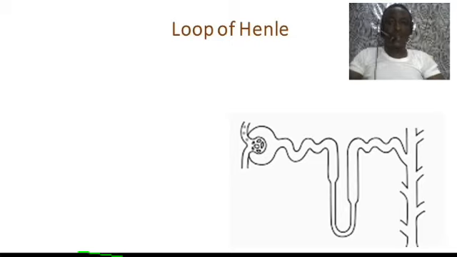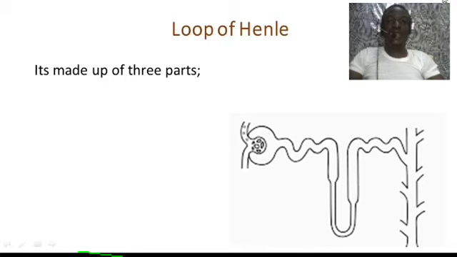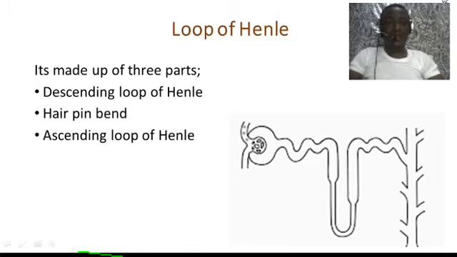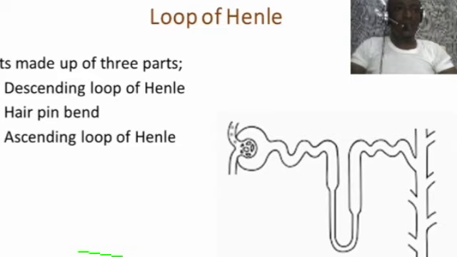The loop of Henle is made up of three distinct parts. The first part is the descending loop of Henle. The second part is the hairpin bend, and the third part is the ascending loop of Henle. Just for clarity, this part forms the descending loop of Henle.